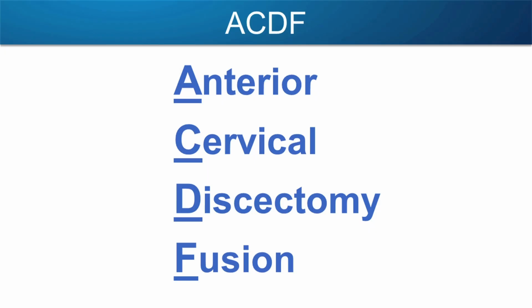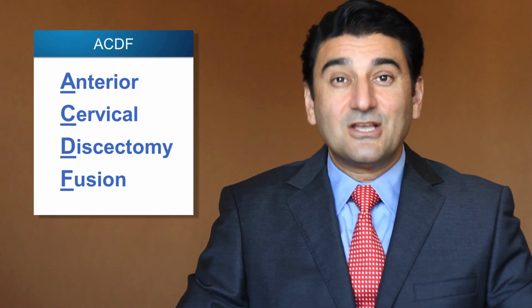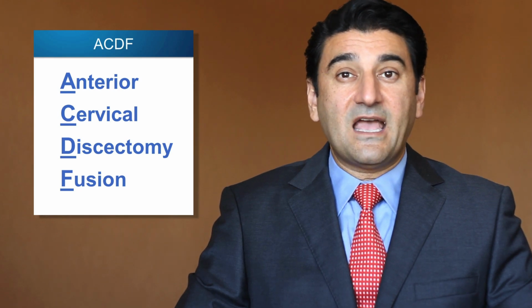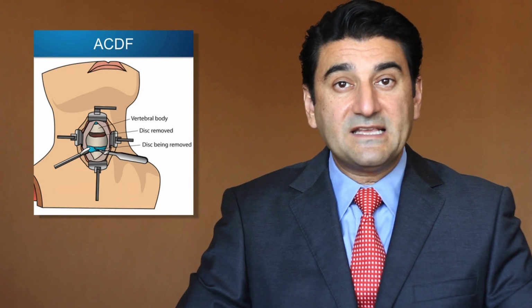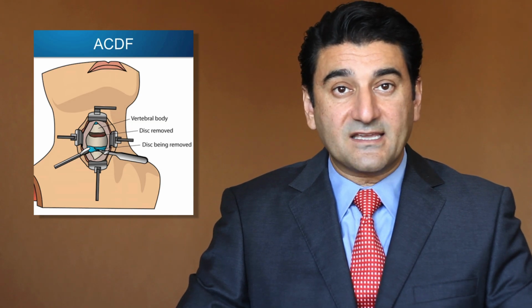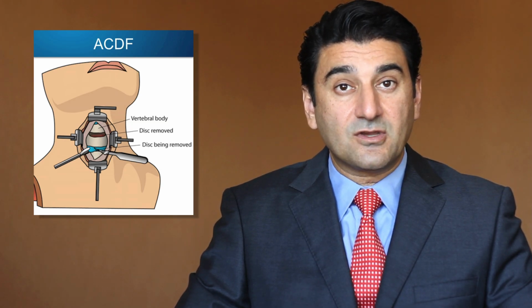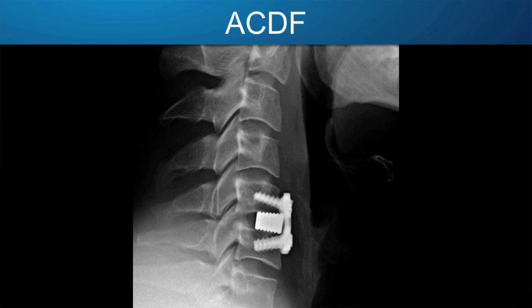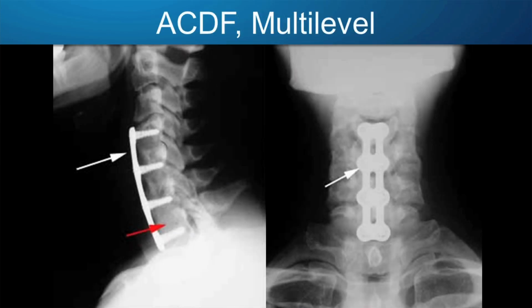Anterior cervical discectomy and fusion, or ACDF, is a common procedure which has a descriptive name. Anterior, from the front; cervical, in the neck or the cervical spine; discectomy, removal of the disc; and fusion. The goal is to have the bones of the vertebra fuse or join together. ACDF typically involves removing the disc and replacing it with a spacer or a cage made of titanium or PEEK, which is a special plastic. A plate may also be used to secure the bones with screws to provide additional stability. ACDF can be performed on a single level or on multiple levels.